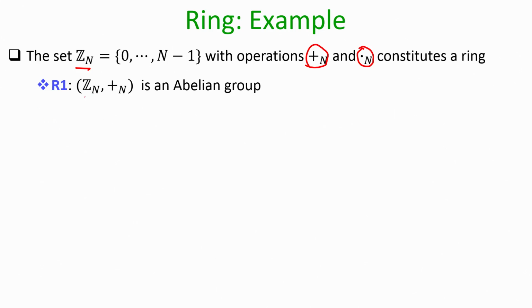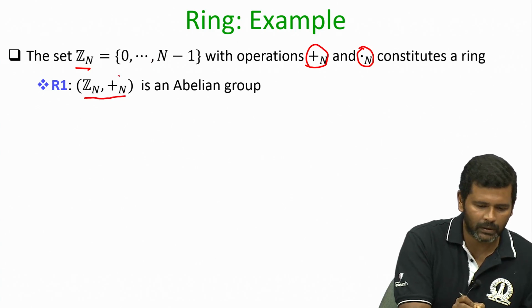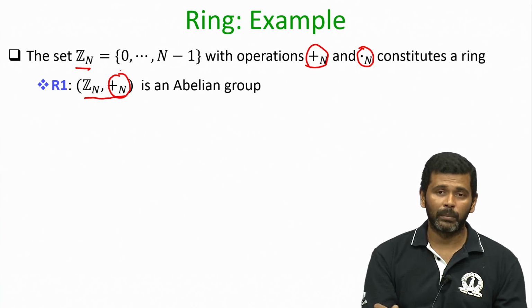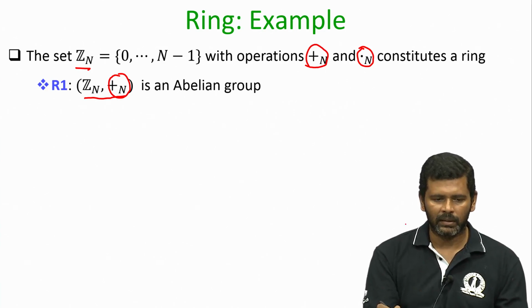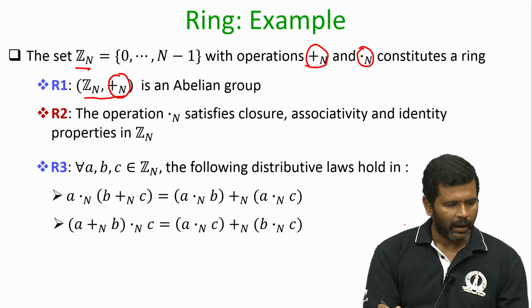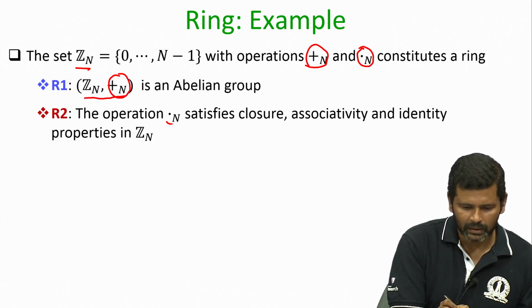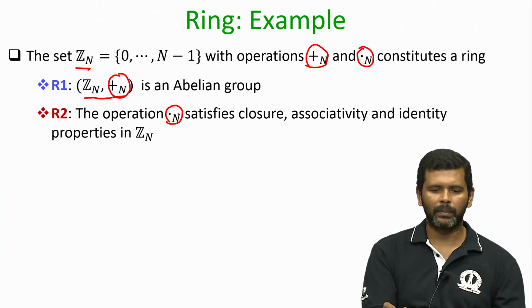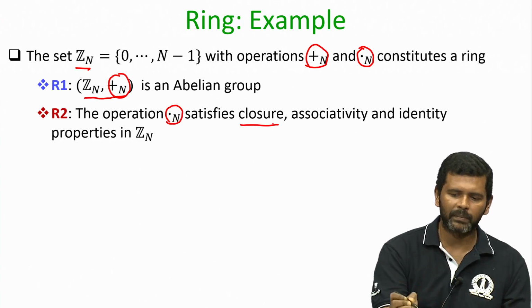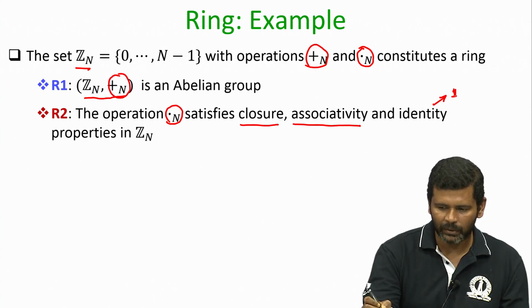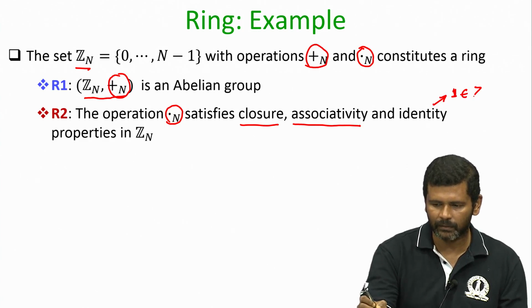So, it is easy to verify that indeed the collection 0 to n minus 1 along with the operation addition modulo n constitutes an abelian group. We had already proved it in our earlier discussion, and it is also easy to verify that if we consider the multiplication modulo n operation, then it satisfies the closure property, the operation is associative, and the identity element is actually the numeric one, the integer 1, which is actually present in your set Zn.